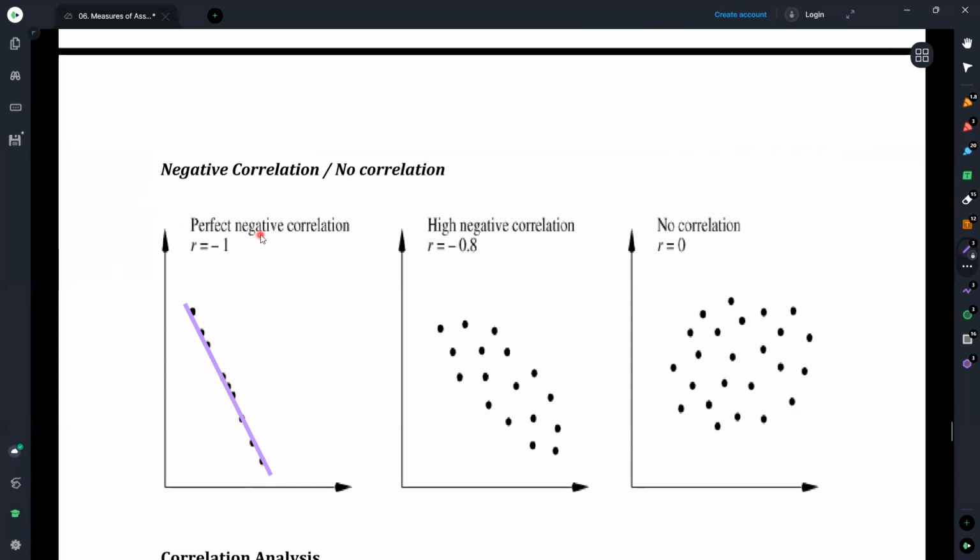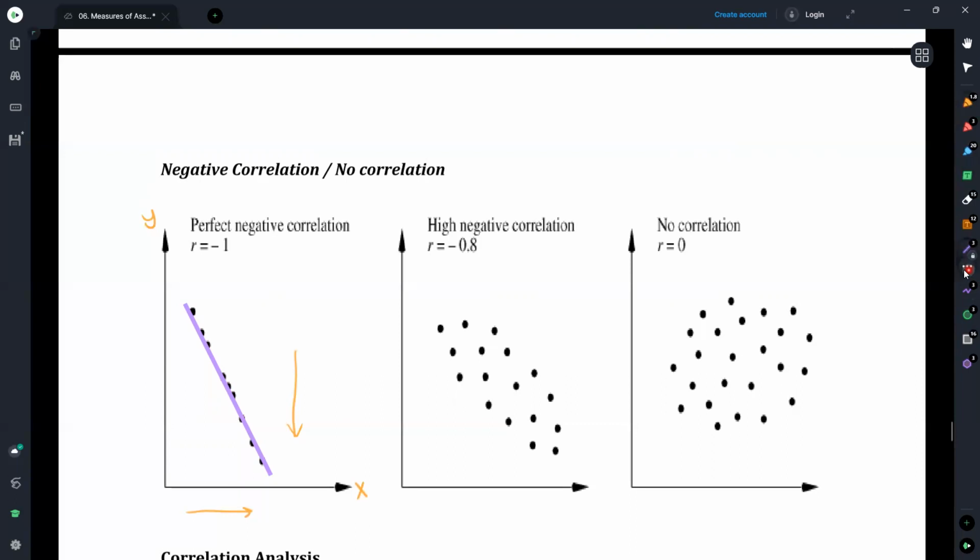But we can say that it is a negative relationship. It is because as x increases, the value of y is decreasing. Therefore, if you are moving along the x-axis, the value of y is getting lower. That's why we can say that it is a negative relationship.